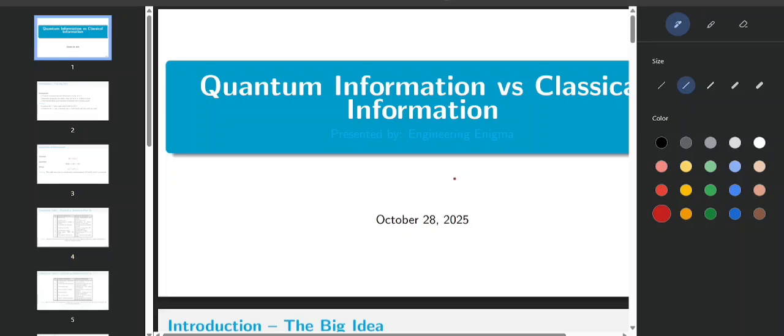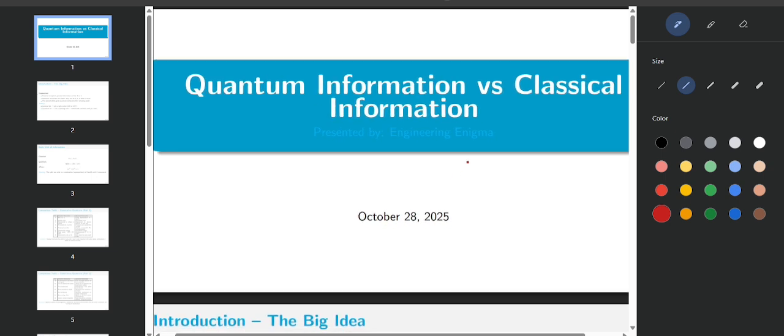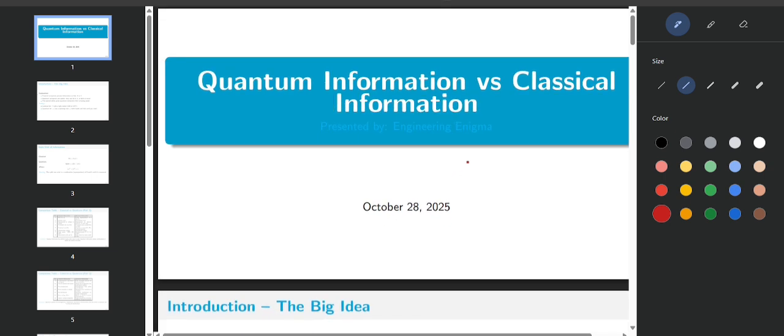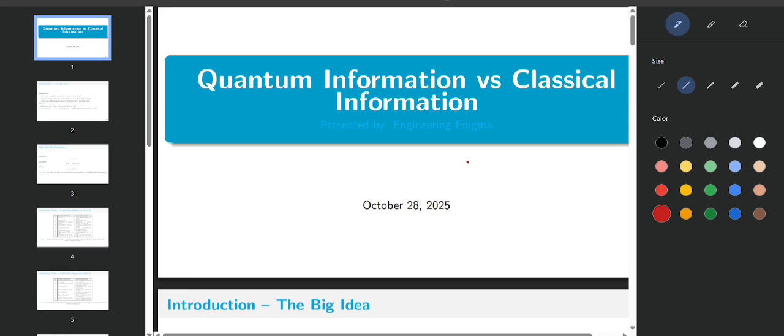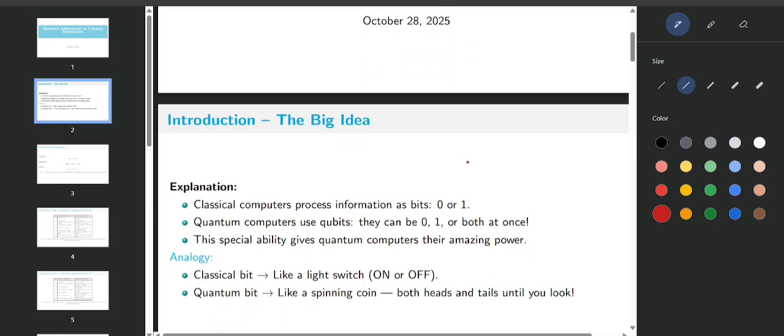So welcome back. Today we are going to discuss some interesting parts of quantum computing. Quantum information versus classical information. What is that? Let's understand how information in the quantum world is completely different from what we use in our everyday computers.